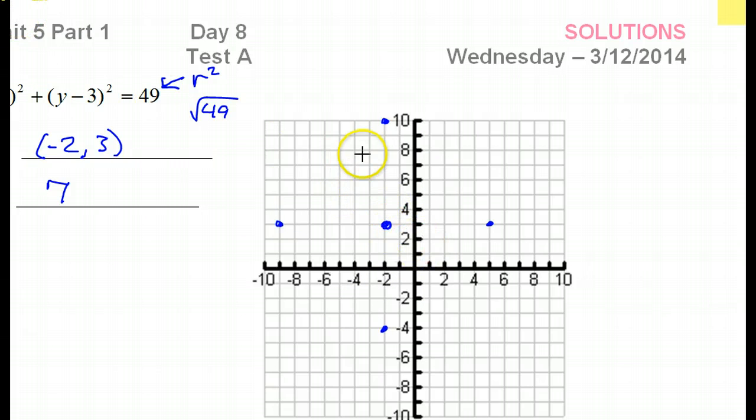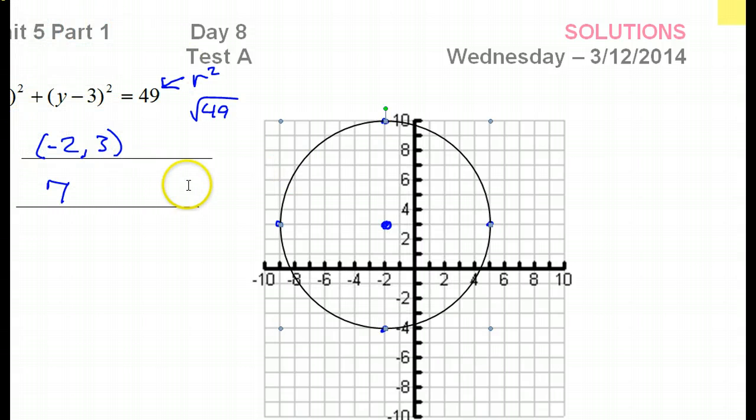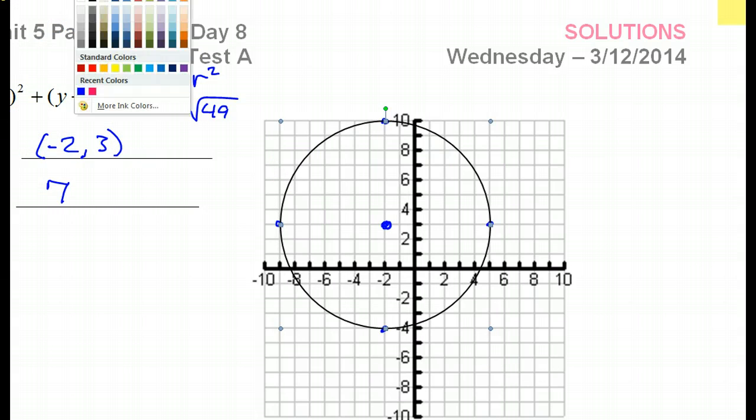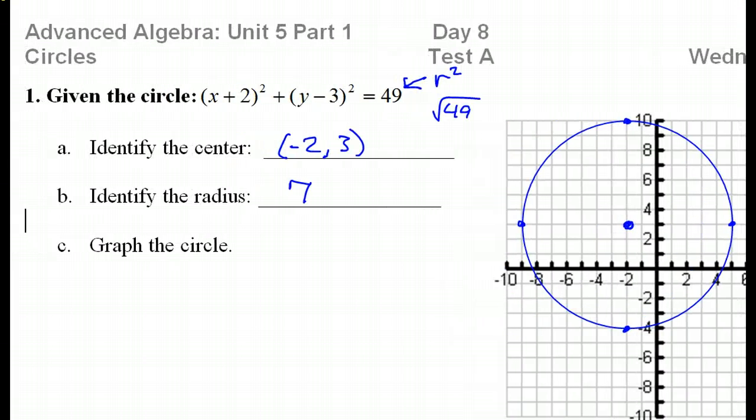I'm going to cheat a little bit and use my technology like I do. Alright, so your circle should look something like that. Alright, I guess that's it for number 1.